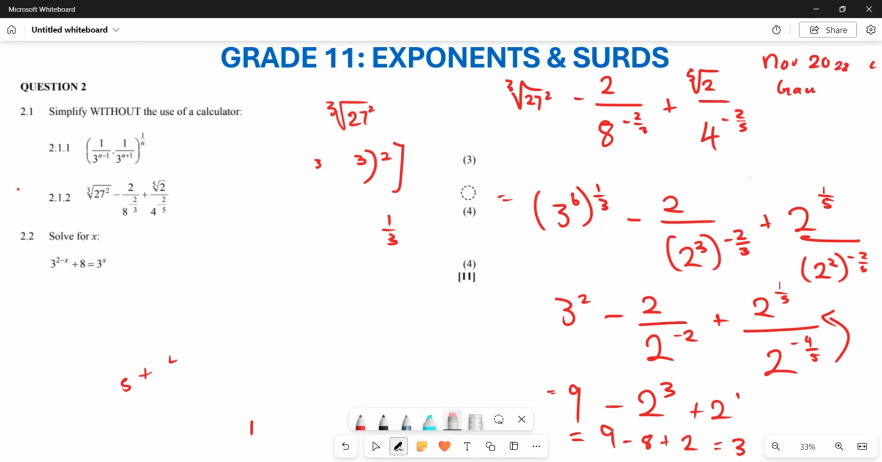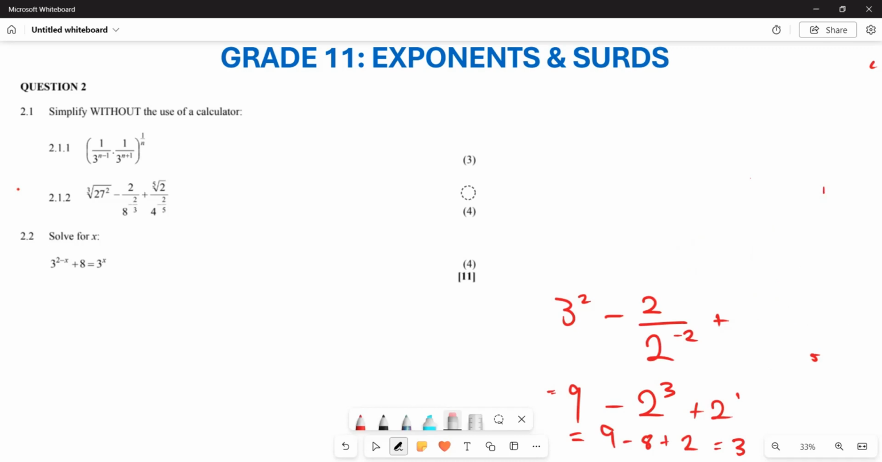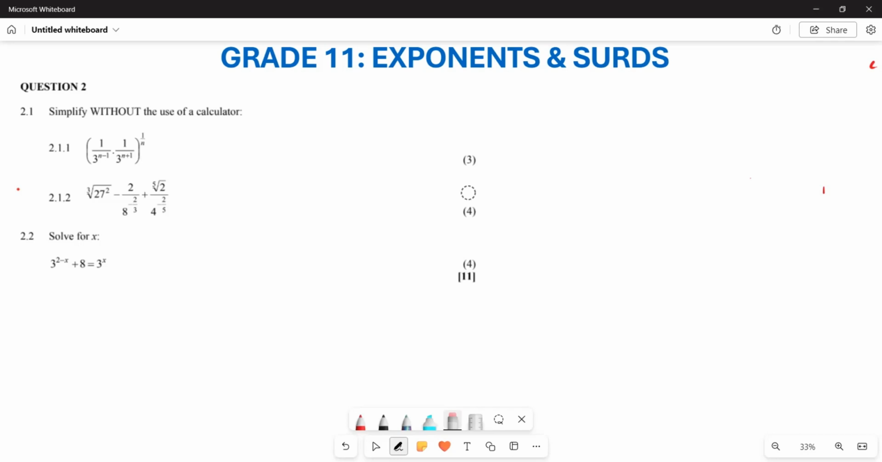Now, let's look at question 2.2 where you are solving for x, then we are done, right? Now let's look at that one. Let's just make up our space here so that we can solve for that one. Okay. Now, let's see. Here you are having 3 to the power of 2, subtract x, plus 8, is equal to 3 to the power of x.